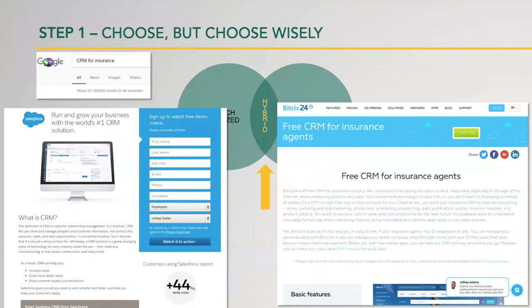So in this case, this is the number 1 result, a free CRM for insurance agents. So there's probably no wonder that it gets all the way up to number 1. Even I'm curious as to, well, how exactly do you guys do that? So those are examples of what the 2 different pages look like, just so you know.